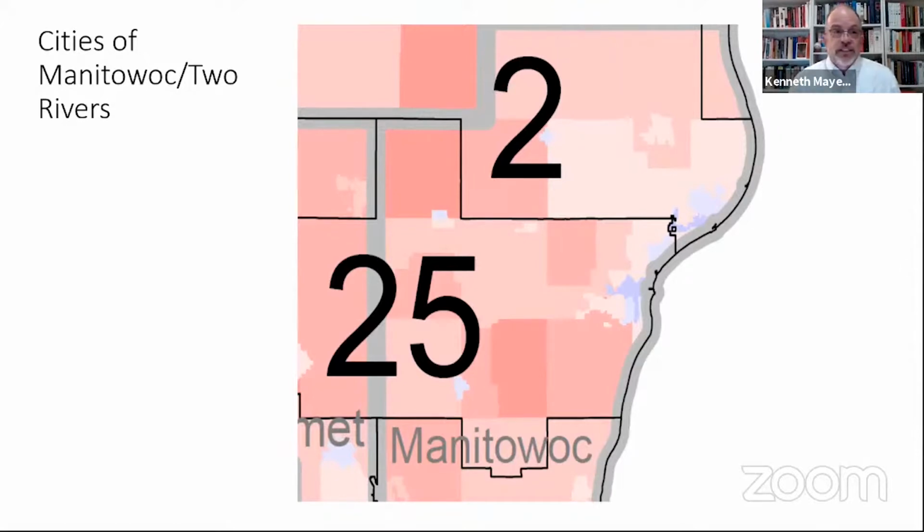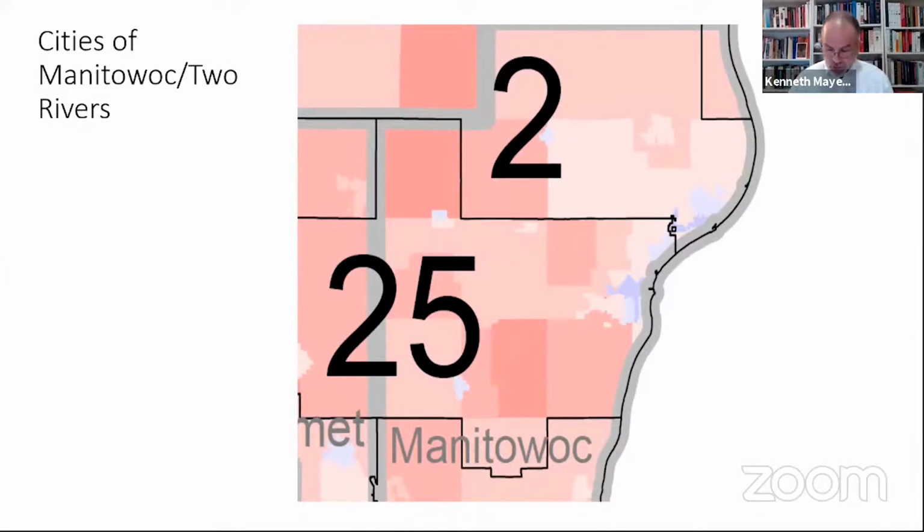These two cities are Manitowoc and Two Rivers, which have typically been kept together. They constitute what would generally be regarded as a community of interest, voters or a region that has similar economic interests. It is a Democratic area, as many of the cities in Wisconsin are. And you can see that the cities of Manitowoc and Two Rivers are split right down the middle between two assembly districts.